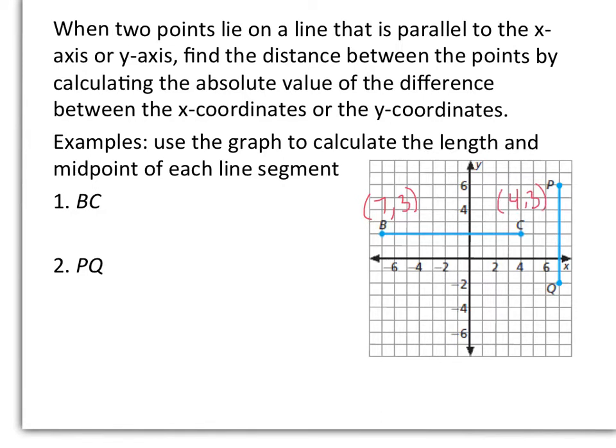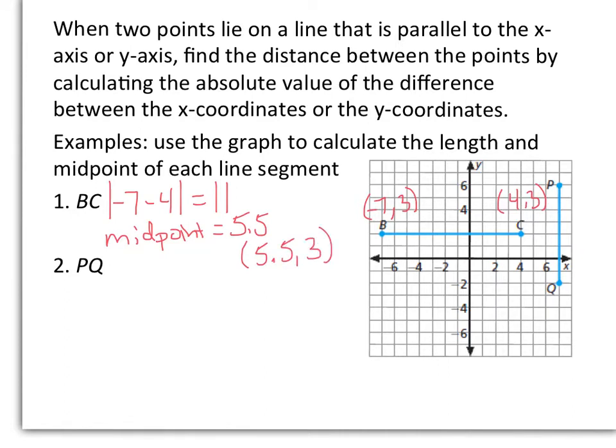So if we want to find the length, well, we could either count the squares, or I can take the absolute value, oops, that should be negative 7, of negative 7 minus 4, which equals 11. And then the midpoint would just be half of that, which is 5.5. If I wanted to plot the midpoint, it would be at the coordinate 5.5, comma 3.